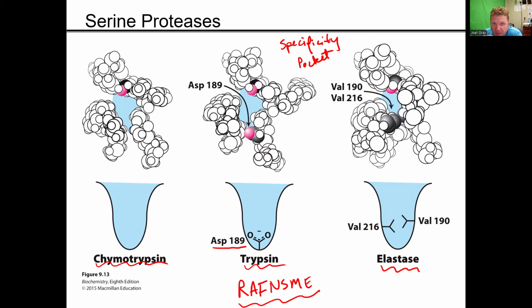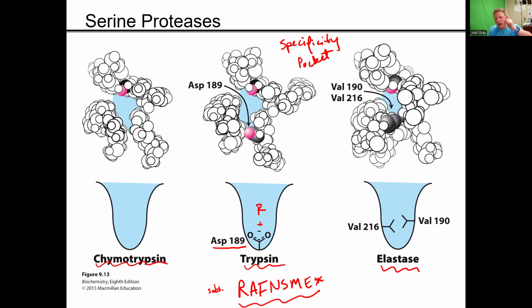within the specificity pocket of trypsin, we have a negatively charged residue. This right here, RAFNSME, this is the substrate. That substrate, provided that it has a positively charged residue, that positively charged residue is going to fit right in here. Well, does this have a positively charged residue? It does. Arginine.